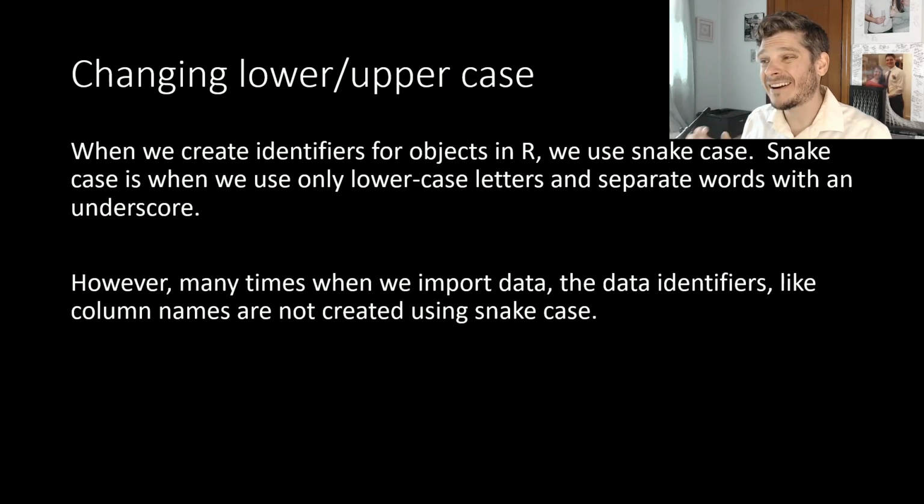So when we create our identifiers for R, we want to use snake case. And snake case is when we only use lowercase letters and we separate all of our words with an underscore. However, a lot of times when we import data, that's not how it's stored, because somebody was just making a database or an Excel spreadsheet and they just used natural language. And again, we want to make sure that we're being very, very consistent because it's going to prevent us from making mistakes later on. So one of the big things is we need to change everything from a mix of uppercase and lowercase, how we would naturally write things, to all lowercase so that I can do comparisons and filters or just keep everything in that same kind of format.